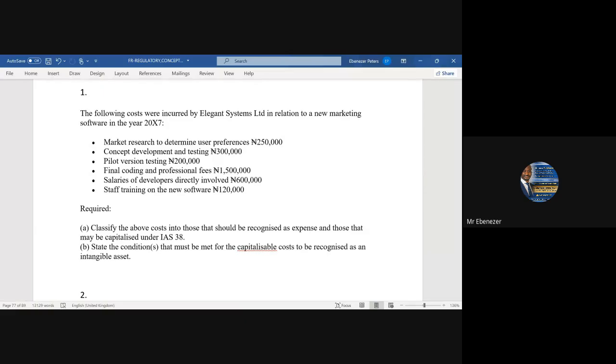Look at the following. They said the following costs were incurred by Elegant System in relation to a new marketing software in January 2017. Market research to determine user preference, 250. That's the cost. I've told you, once you see a question, the first thing to do is to do what? Go and read your requirement. So let's go to the requirement. Classify the above costs into those that should be recognized as expenses and those that should be capitalized under IAS 38. B. State the condition that must be met for capitalizable costs to be recognized in your books.